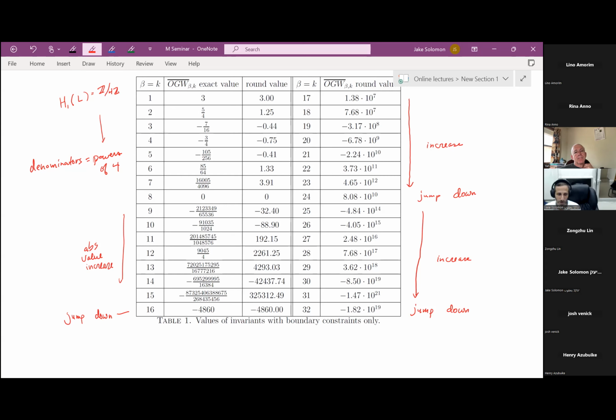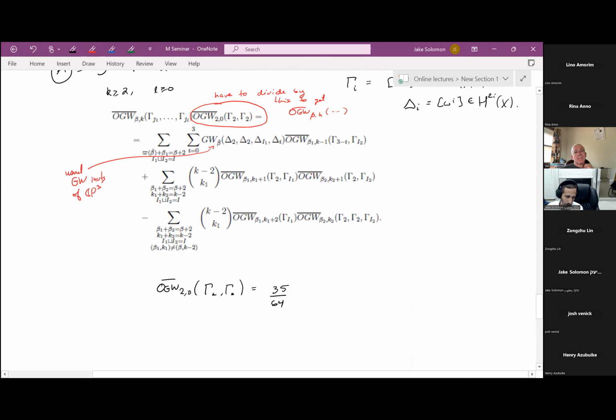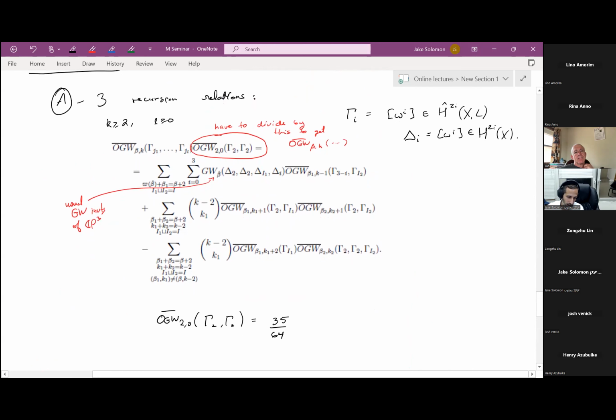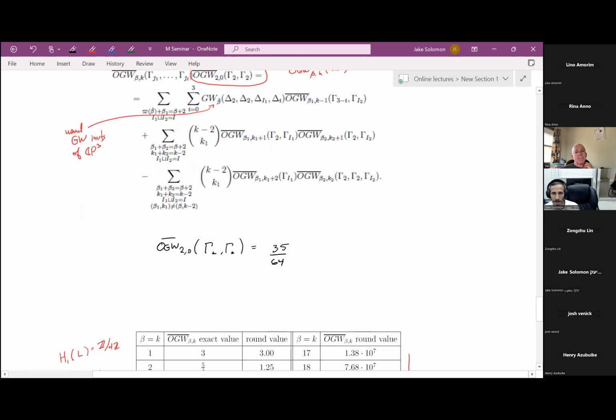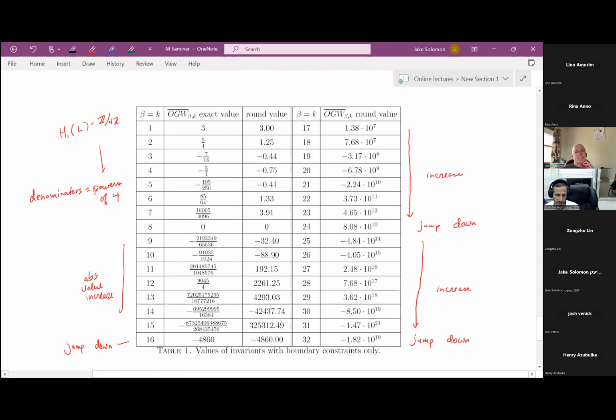So from the recursion you're defining, you always have to divide by this thing which multiplies the thing you're computing. And this thing has numerators of 35. So you'd expect to get denominators like powers of 5 and 7, and somehow it all just cancels out.